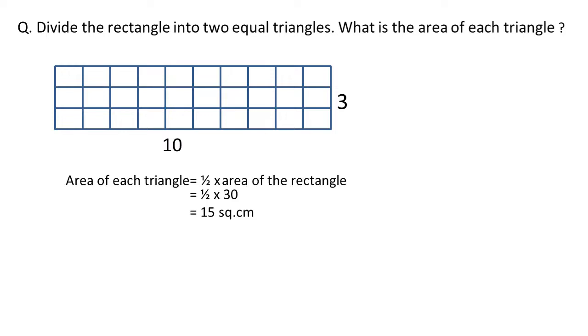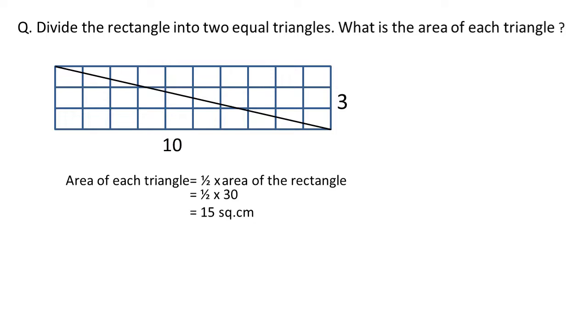So let us find out the area of each triangle. First of all, let us divide this rectangle. Okay, here comes this line, and this line divides this rectangle into two equal triangles. And we already have the length of this rectangle, and we already got the breadth of this rectangle also. So we know the area of this rectangle. How? Because area of rectangle is equal to length into breadth. So 10 into 3 is 30. So area of rectangle we already know.